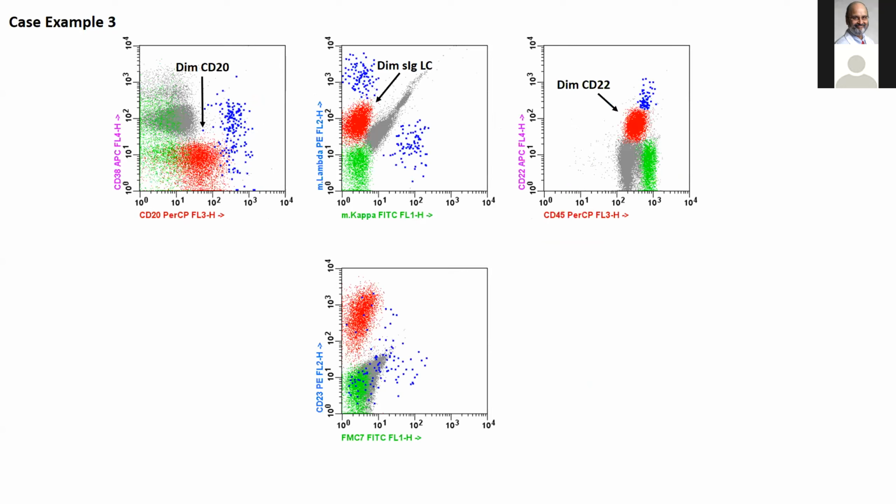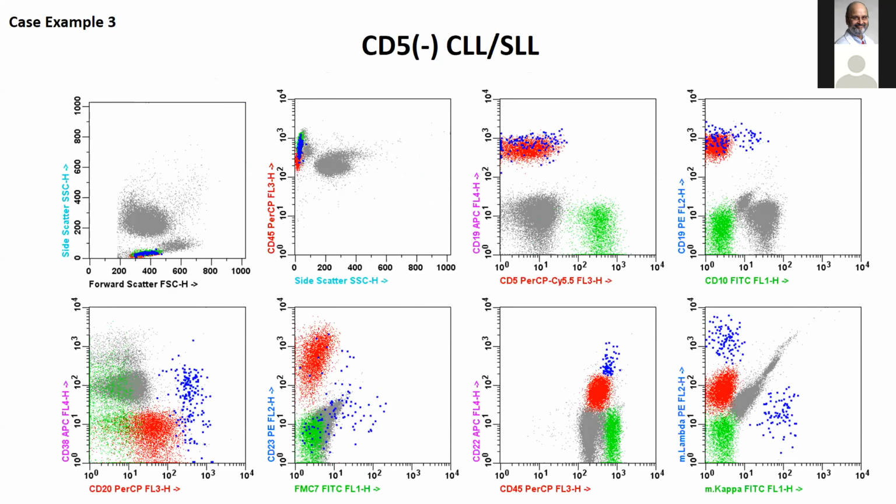Our CD22 is dim positive. Our CD45 is dim positive. We have CD23, but no FMC7. That sure does sound like CLL, SLL, doesn't it? Now, again, these features are not specific for anything, but they're very characteristic of CLL, SLL. It just so happens that this case does not have CD5. This actually did turn out to be a CD5 negative CLL, SLL.